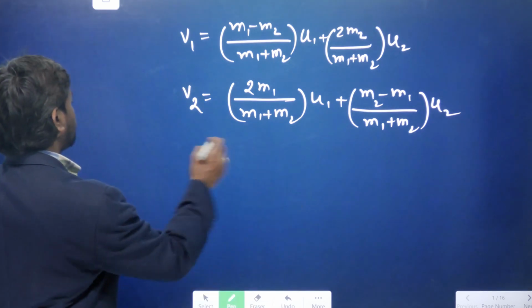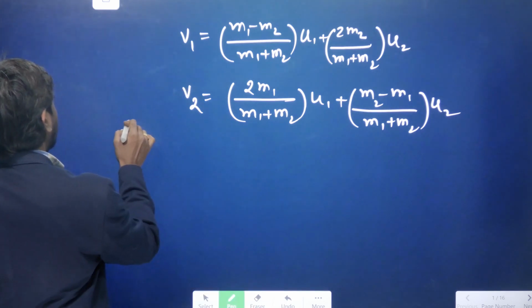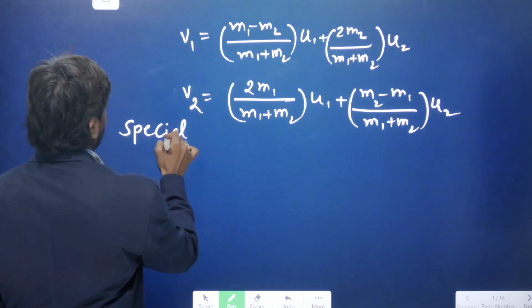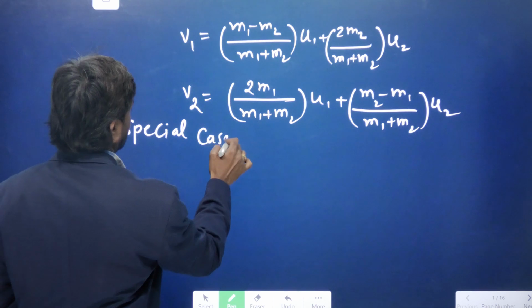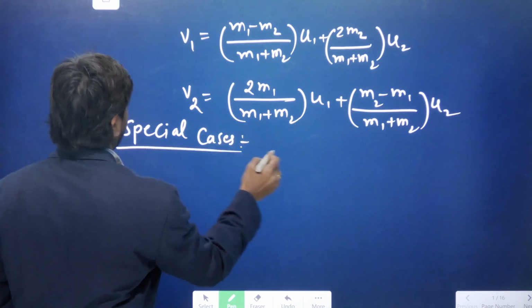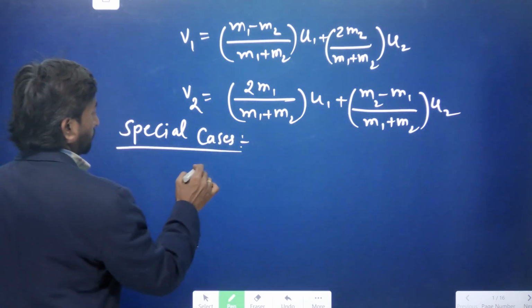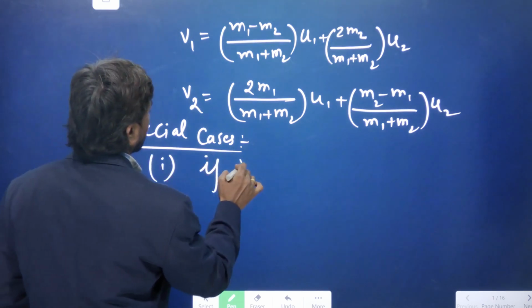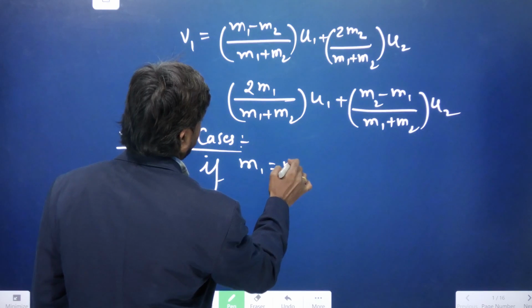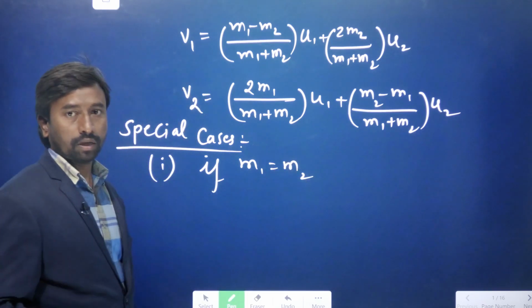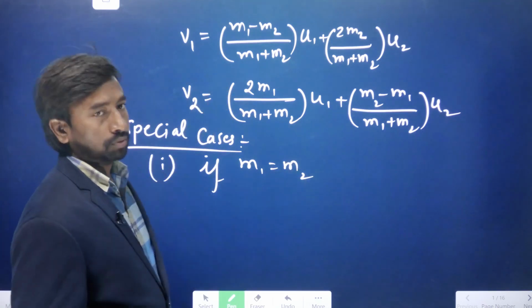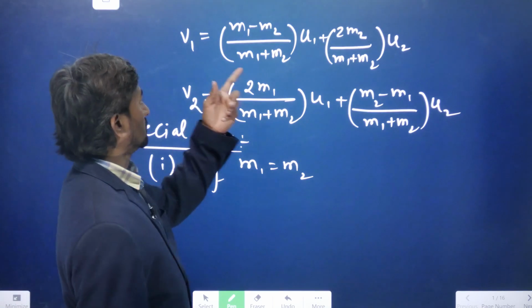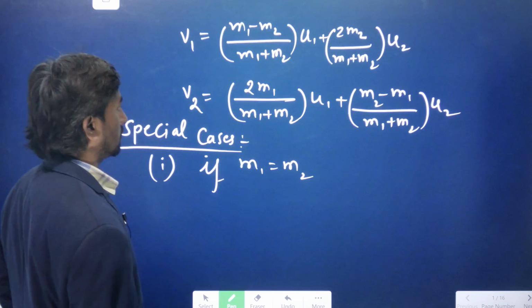Different special cases we can see here. The first case we will see is if m1 is equal to m2. What happens then? What is the final velocity? We can see here.